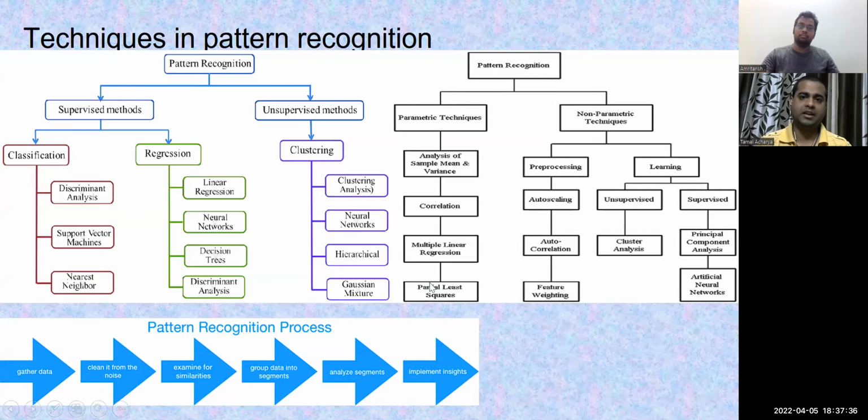Yes, so these are the techniques. Now, techniques in pattern recognition. This by no means is an exhaustive list. These are some of the algorithms that are most commonly used here.